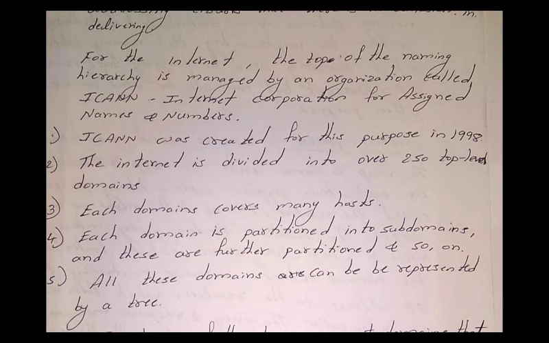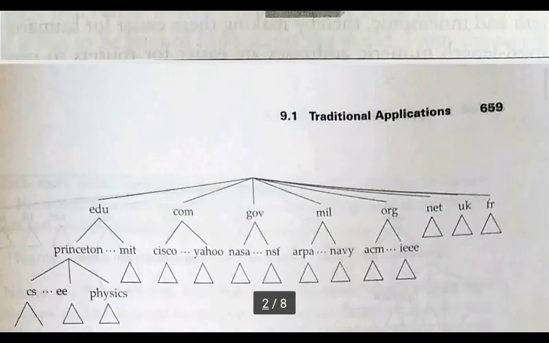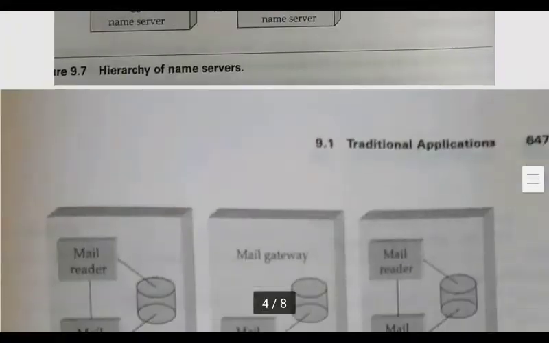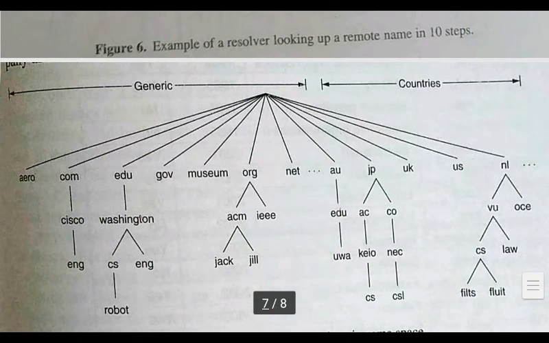Each domain is partitioned into subdomains. Is it clear? These are further partitioned, and so on. All these domains can be represented by a tree structure. This is the diagram I wanted to show you.